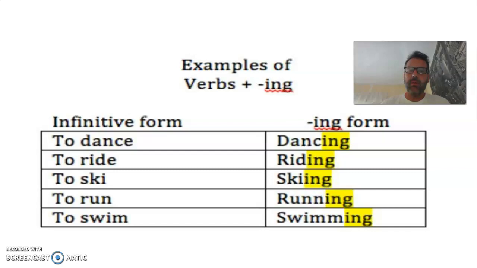Remember, if it ends in e, we erase the e and we just put ing. Dancing, ride, riding, ski, skiing. Why? Because I say those i's, I say double. Skiing, run, running. The same thing. I'm pronouncing both n's. Running, swim, swimming. Same thing.